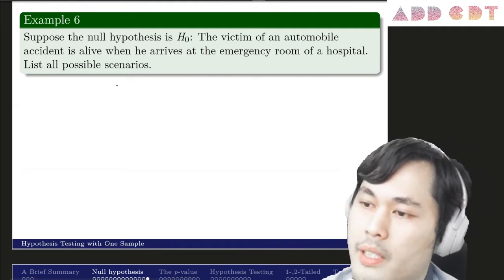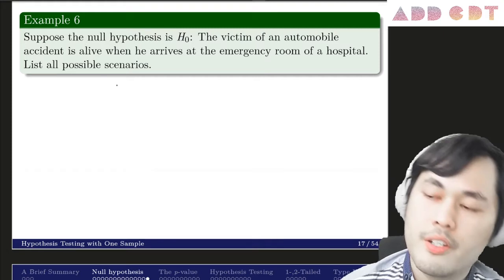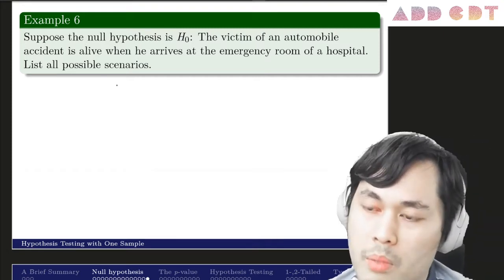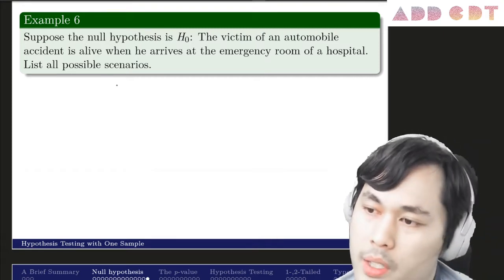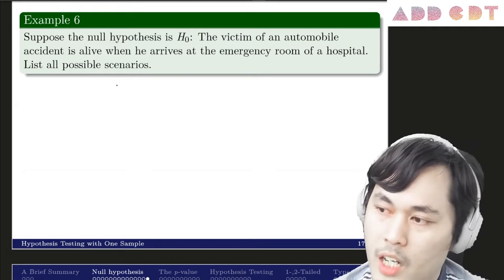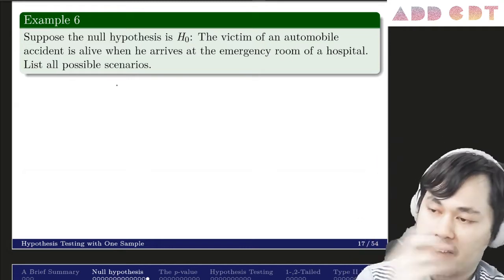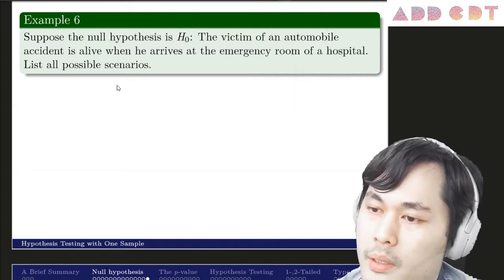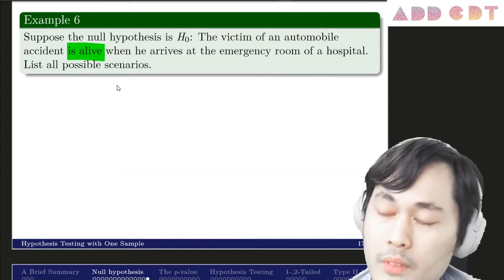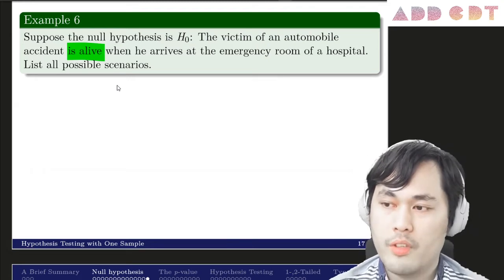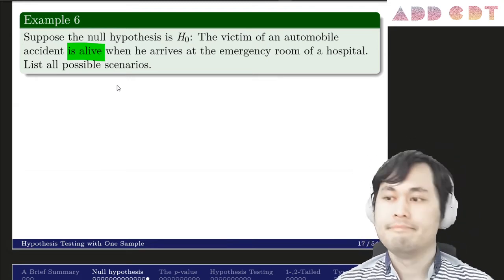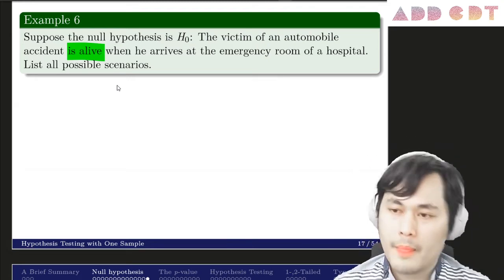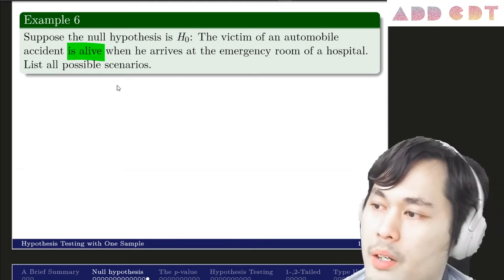Suppose the null hypothesis is that H0, the victim of an automobile accident, is alive when he arrives at the emergency room of a hospital. That's a kind of long statement, but the keyword here is alive. That's the keyword. Whether the victim is alive or not. So let's list all the possible scenarios here.